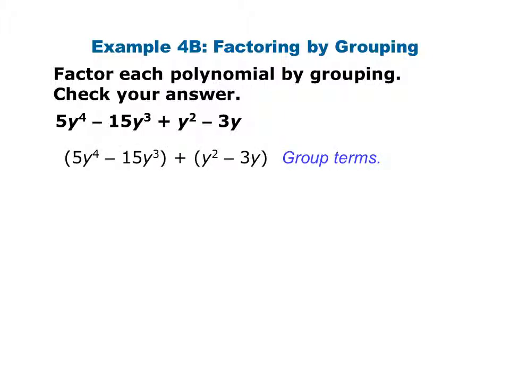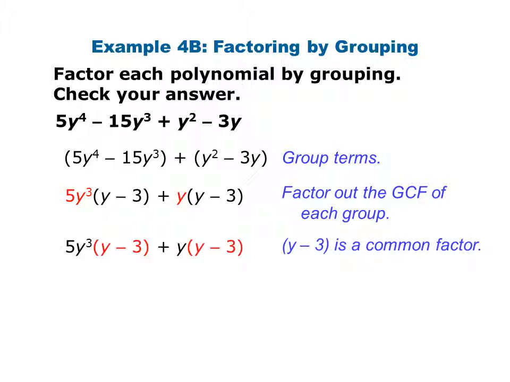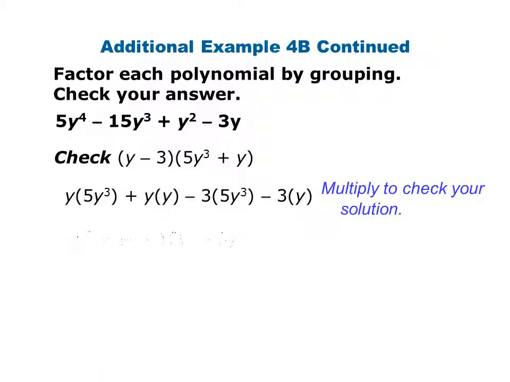Now factor out whatever is common from both parentheses. In the first one it is going to be 5y cubed, and the other one is going to be y. Okay, you got it? So you're going to put the red together and the black together, and this is what we get. Okay, I hope you got it. It seems to be straightforward. Now, factor each polynomial by grouping. Check your answers, and we'll get the same thing.